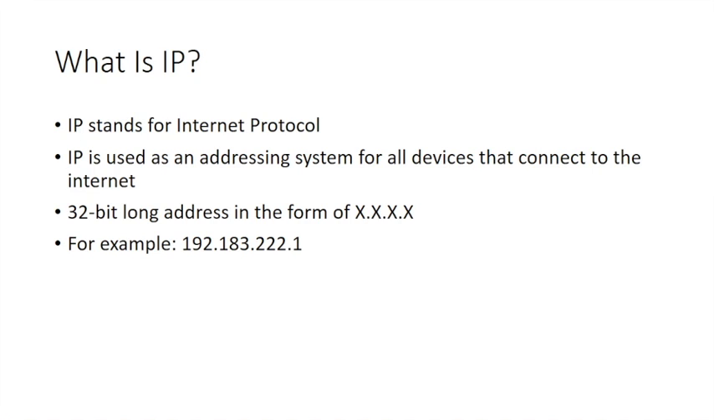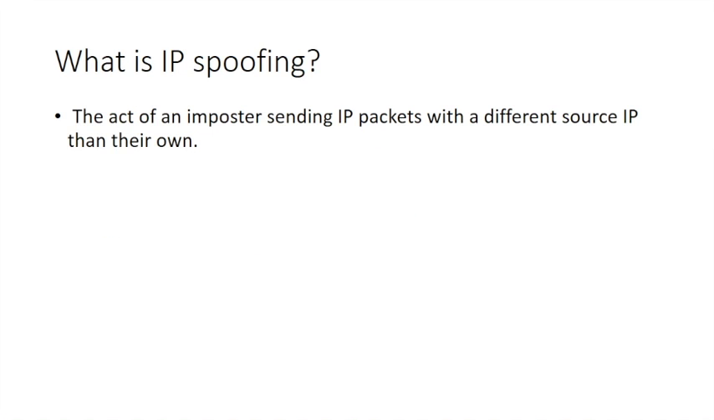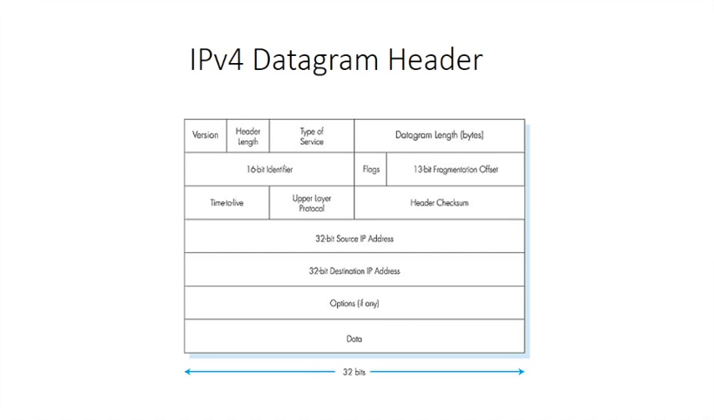What is IP spoofing? IP spoofing is the act of an imposter sending IP packets sourced from somebody else, pretending to be a trusted source. The imposter does this by utilizing the source IP address area in the IPv4 datagram header.